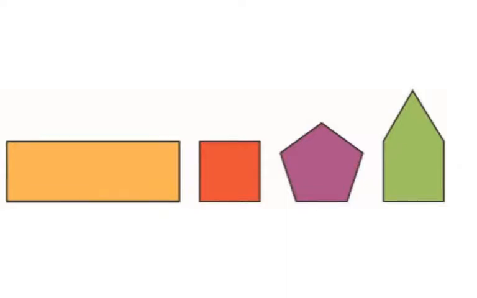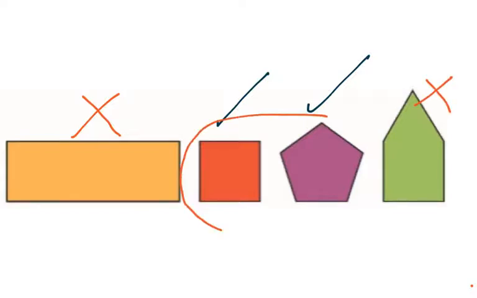Let's have a look. We need to work out what a regular shape is. I will tell you that this one is regular, this one is regular, this one, again, although it's a really common shape, it's a rectangle, it is not regular, and this one is also not regular. So what do these two shapes have in common?